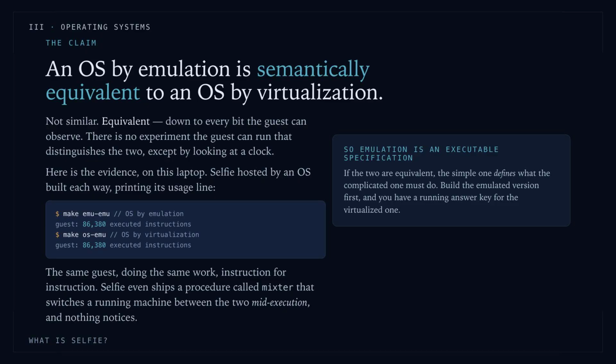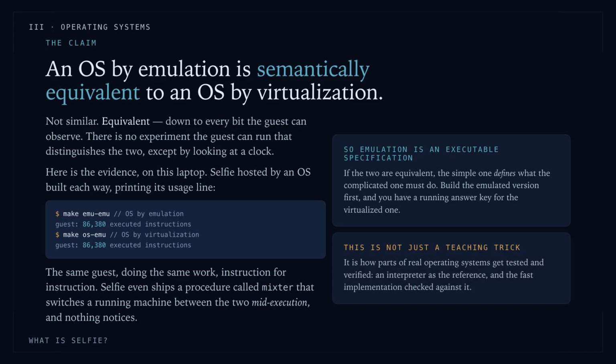Which has a consequence worth stopping on. If the two are equivalent, and one is dramatically simpler, then the simple one defines what the complicated one must do. Build the emulated version first and you have a running answer key for the virtualized one. That is not a classroom trick. It is how parts of real operating systems get verified. An interpreter as the reference and the fast implementation checked against it.